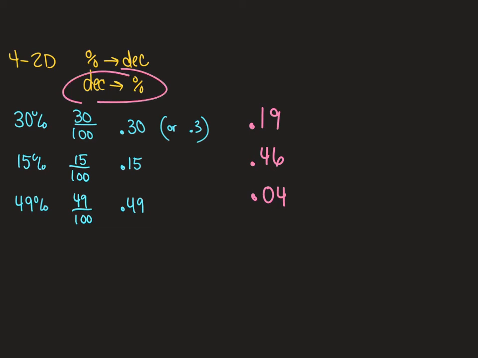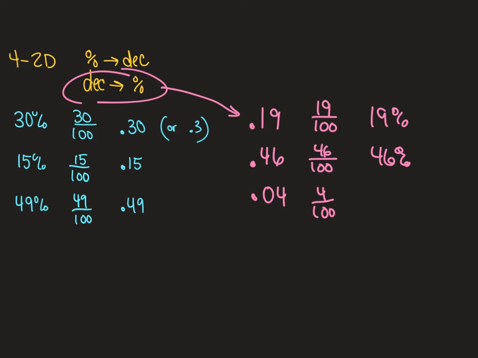All right, I said we were going to go decimal to percent, so let's do that now. If I have a decimal, 0.19, what if I said it correctly? 19 hundredths. Well, if I have it as a fraction, that's 19%. 0.46, if I put it as a fraction, is 46 hundredths, 46%. 0.04, 4 over 100, 4 hundredths, 4%. Whew, see, this is good. It's all about 100. Everything about today is 100.